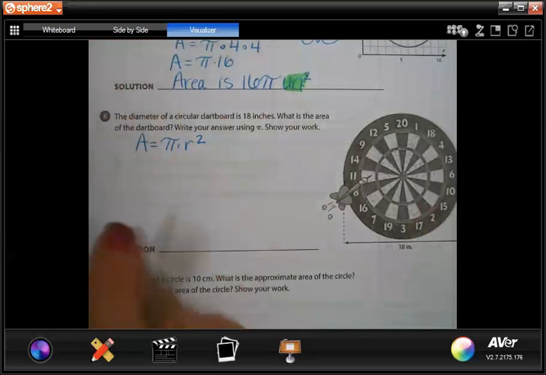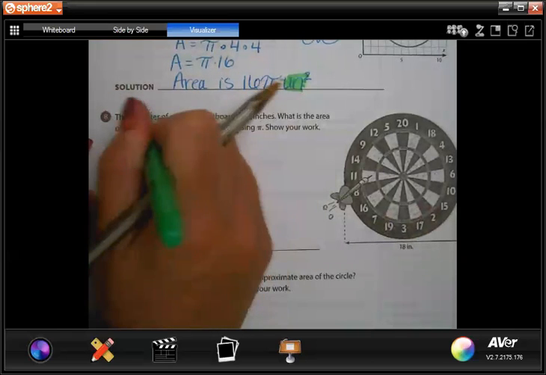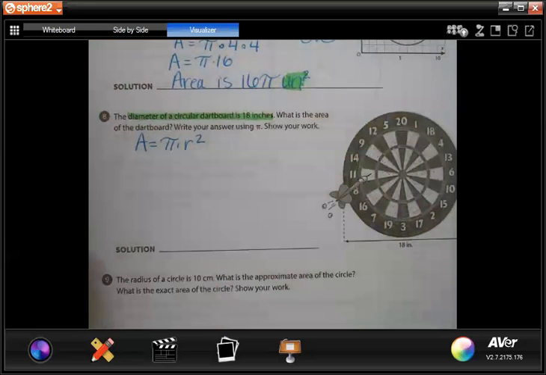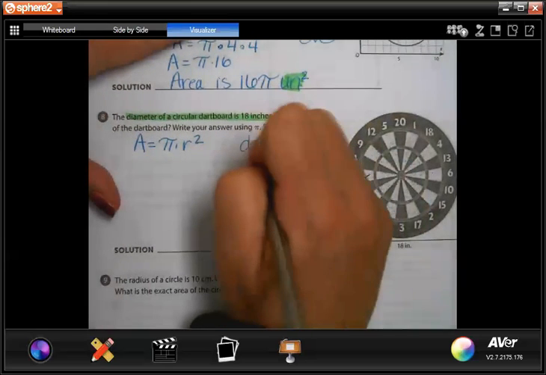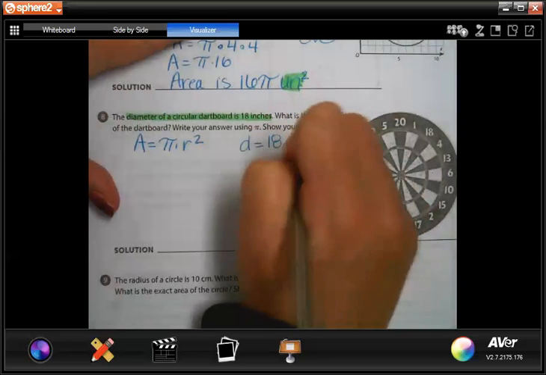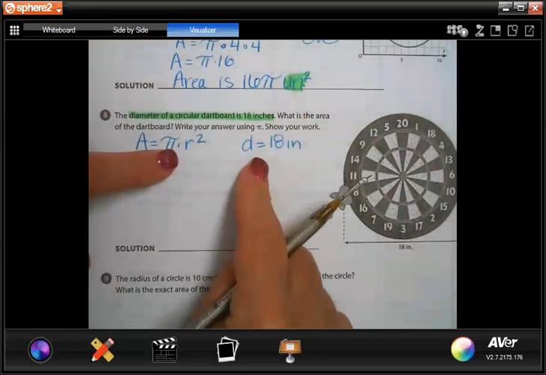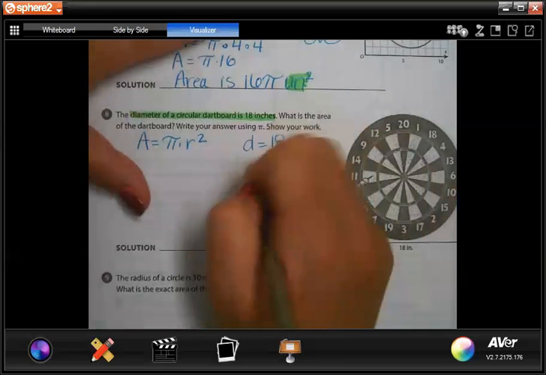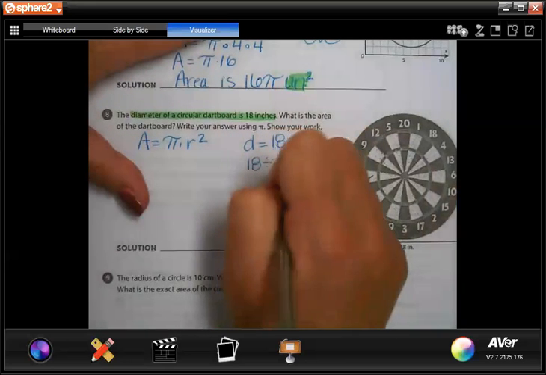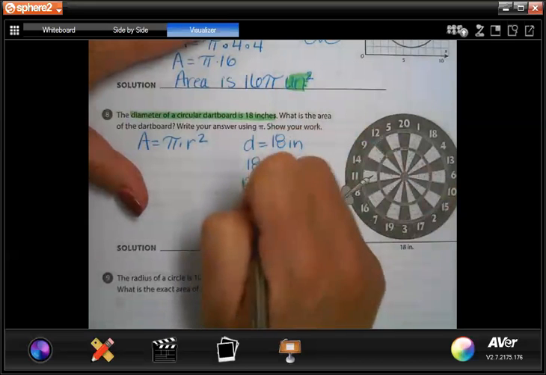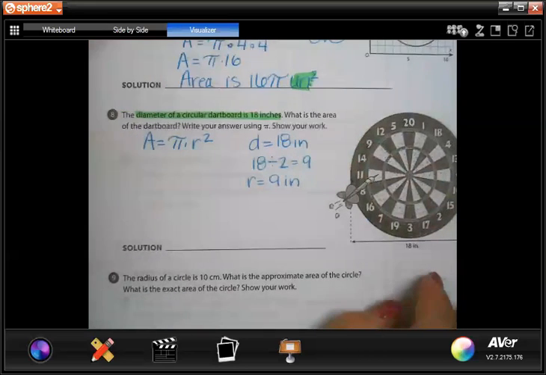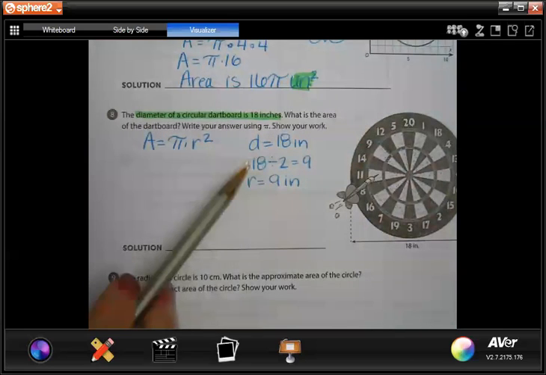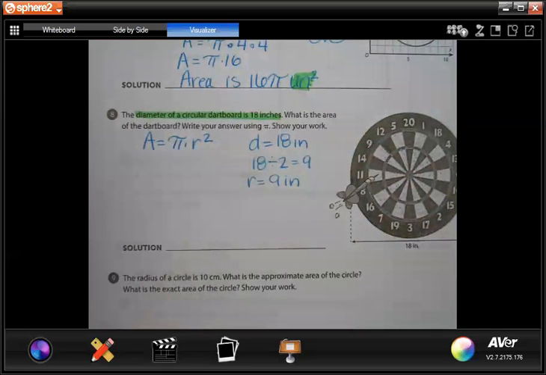Uh-oh, SpaghettiOs. The diameter is 18 inches. So they're telling us that our diameter is 18 inches. Well, my formula doesn't have diameter. It only has radius. So what do I need to do to my diameter? Divide it by 2. And there it is, my radius is 9 inches. So again, if they give you the diameter, the very first step is to divide it by 2 to find your radius.